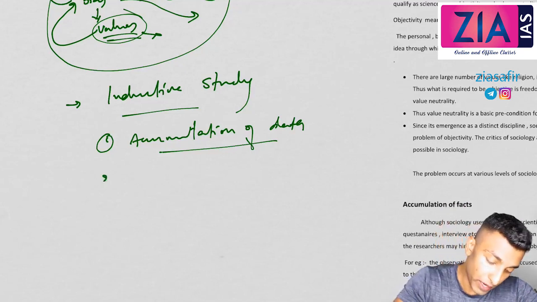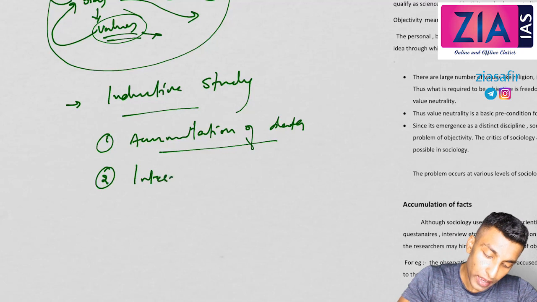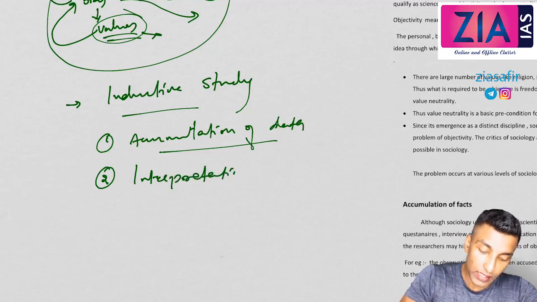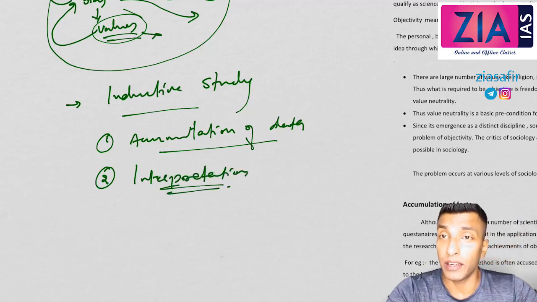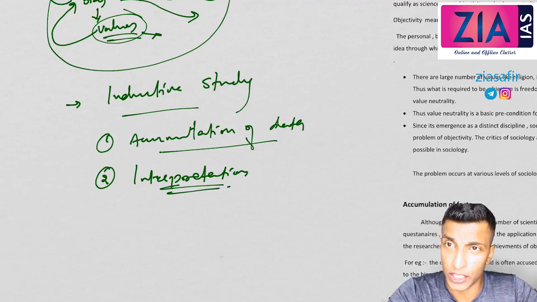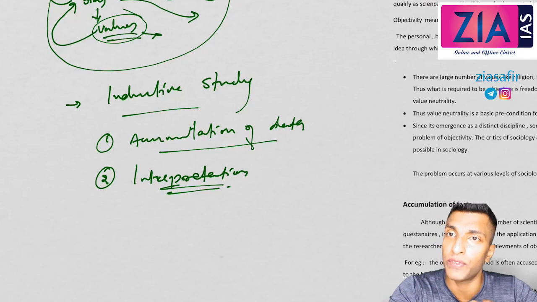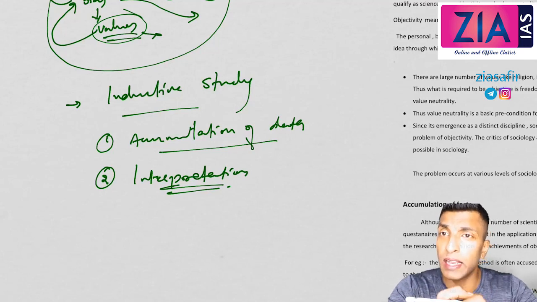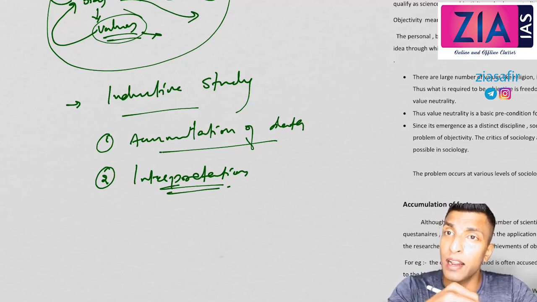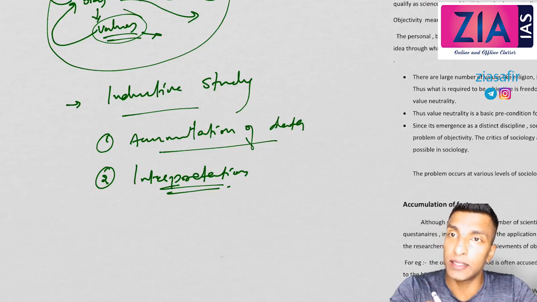Second is interpretation of data. When you interpret data, if you remember, we talked about functionalists. Functionalists will follow a functional approach. They try to see everything in functional terms. Something that exists in society is necessarily fulfilling a certain function. That's why it is existing.